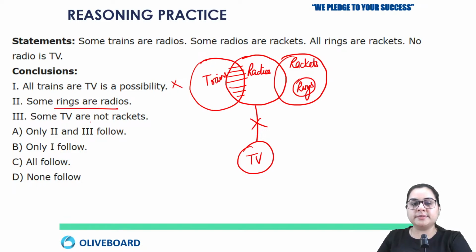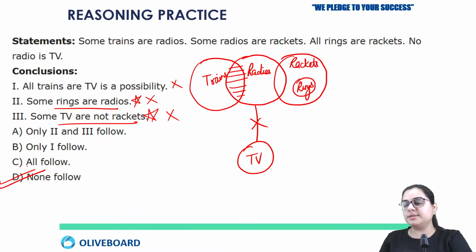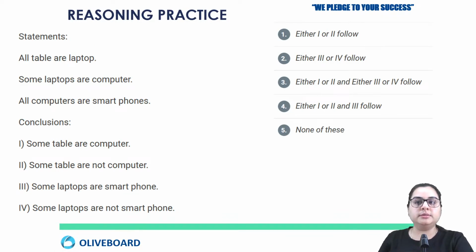Some rings are radios. Now between rings and radios there is a doubtful relation, but this second conclusion is not getting any pair. So this is also wrong. Next is some TVs are not rackets. Now again this is doubtful but not getting any pair. So this is also wrong, and hence the answer here will be option number D, that is none follows. Okay. So that was for the last question. Fine. Okay, next question.